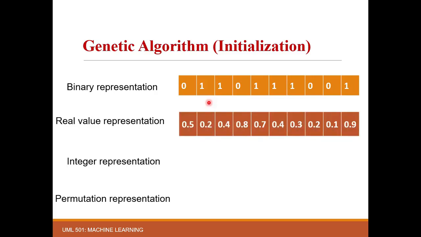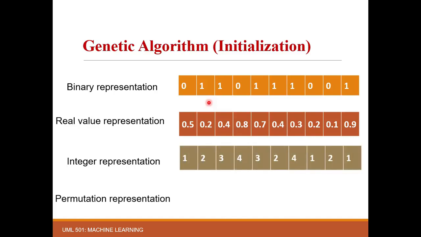Next, real valued representation. Here the chromosome is a string of real valued numbers, where a real value can represent the value of a parameter. Like in our previous lecture, we took the example of a radio in our optimization, where 0.5 can represent the parameter value or the reading corresponding to button 1, 0.2 representing the reading corresponding to button 2, and so on, depending on the problem you have.